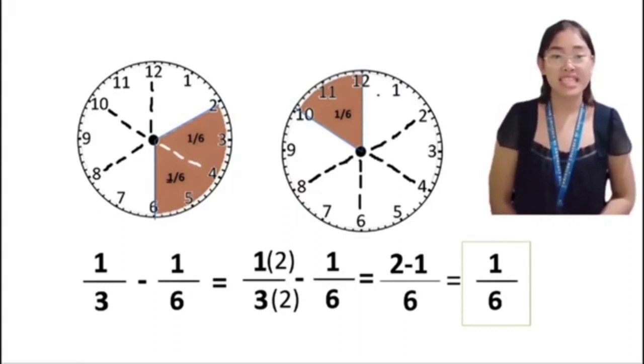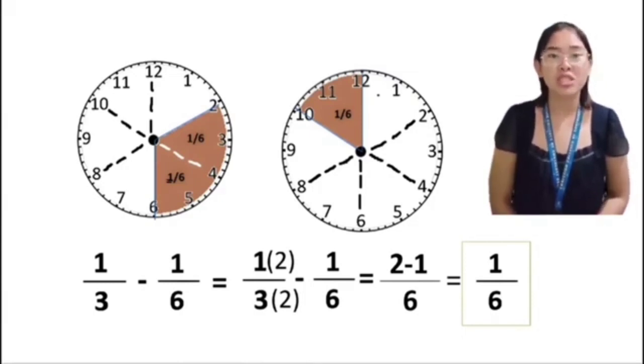1/3 minus 1/6 equals 1 multiplied by 2 over 3 multiplied by 2, subtracted by 1 over 6, equals 2 over 6 subtracted by 1 over 6 equals 1 over 6.